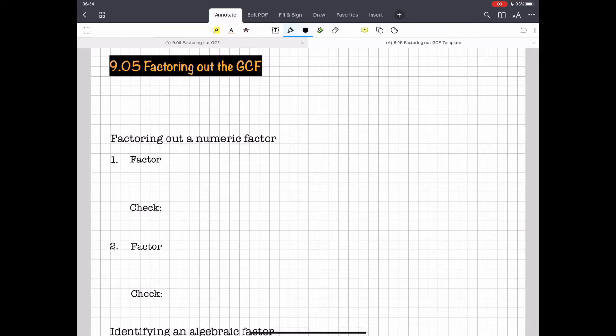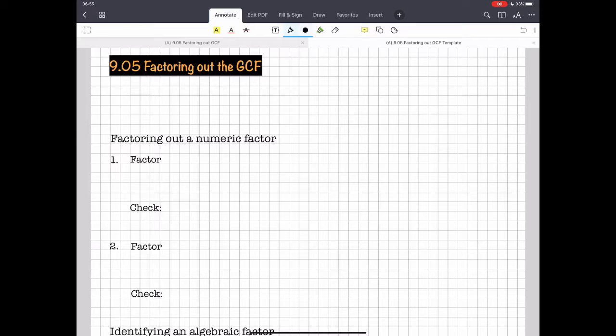Today we're going to look at factoring out a greatest common factor. We've worked with greatest common factors many times, going back probably as far as maybe 4th or even 5th grade when we worked with fractions. And we did that to simplify fractions. We're going to use that again now to simplify polynomials.